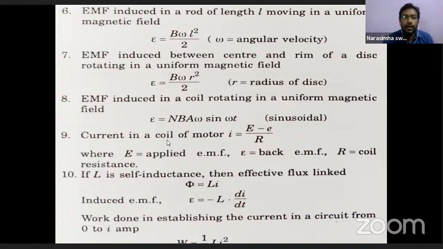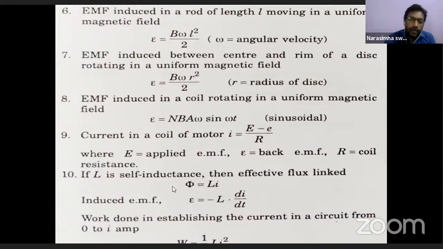And current in the coil of a motor, for example. For the motor, I is equal to (E minus E') divided by R, where E is the applied EMF, E' is the back EMF, and R is the coil resistance. All these will come into the motor concept.